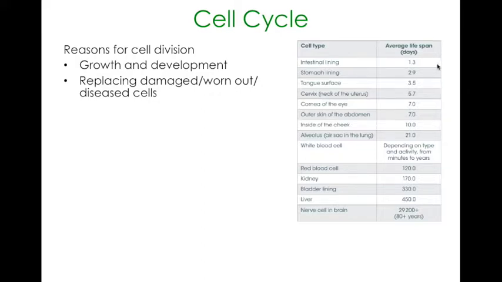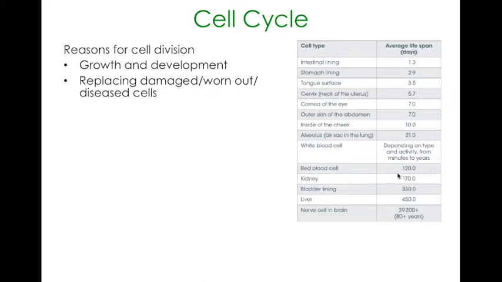So, intestinal lining. When you are digesting your food, the cells that line your gut, particularly your intestines, only last about 1.3 days. Your stomach lining lasts about 3 days, your tongue about 3.5, cervix about 5.7, and as you go down to your cheek, about 10 days. The air sacs in your lungs will last about 21 days.